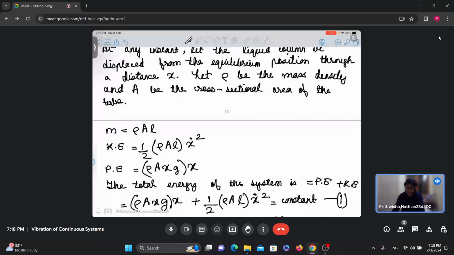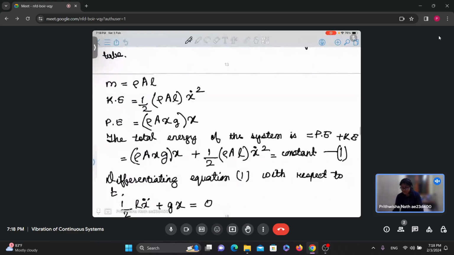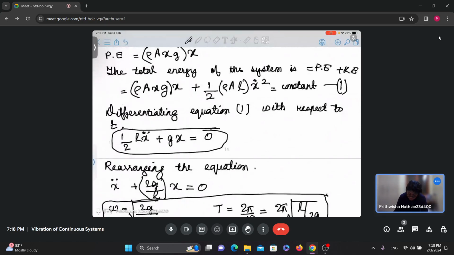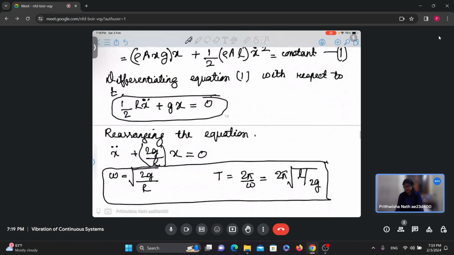So I have written down the potential and the kinetic energy. Now what I do is differentiate it with respect to time. After differentiating it, I get the expression like this. So now I rearrange the equation, and omega is under root of 2g by L. Similarly, time period is 2 pi by omega. So I substitute the value of omega and got the time period like this.